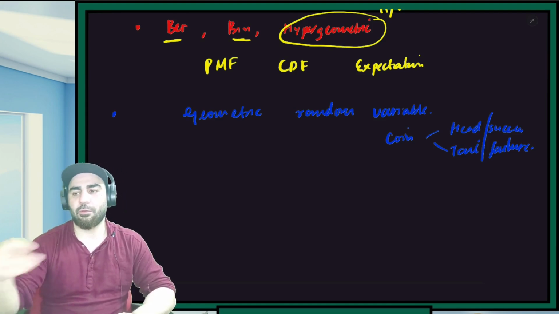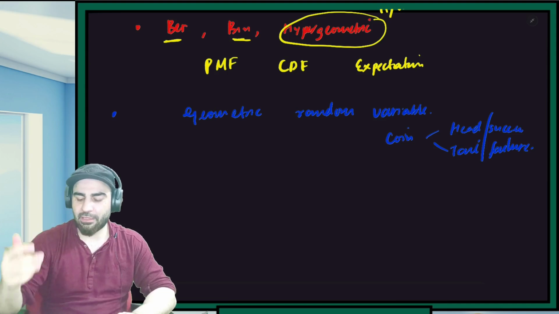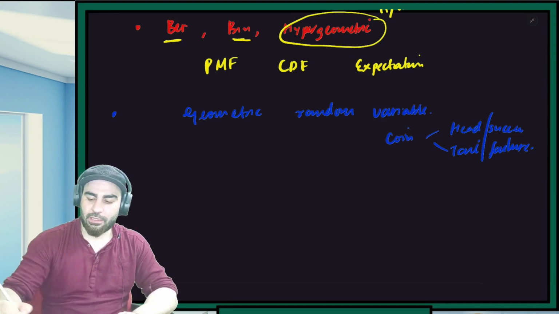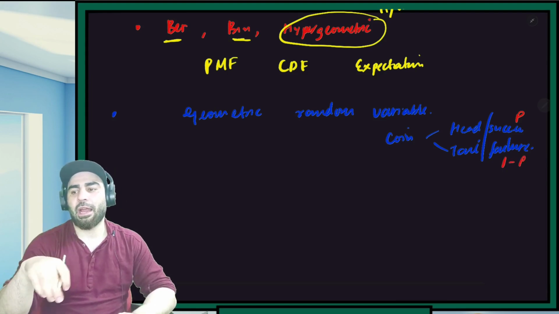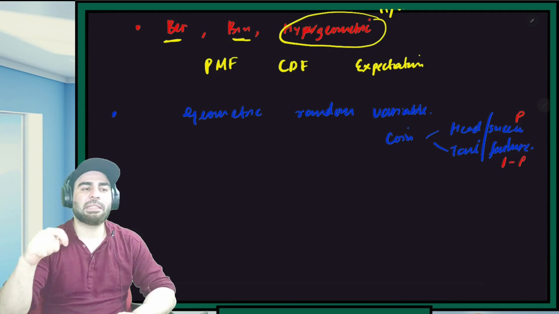In this, we perform independent trials, each having probability of success p. So here the success probability I'll write as p, and the failure probability as 1 minus p, or we can write it as q. Then we perform the experiment until the success is reached.